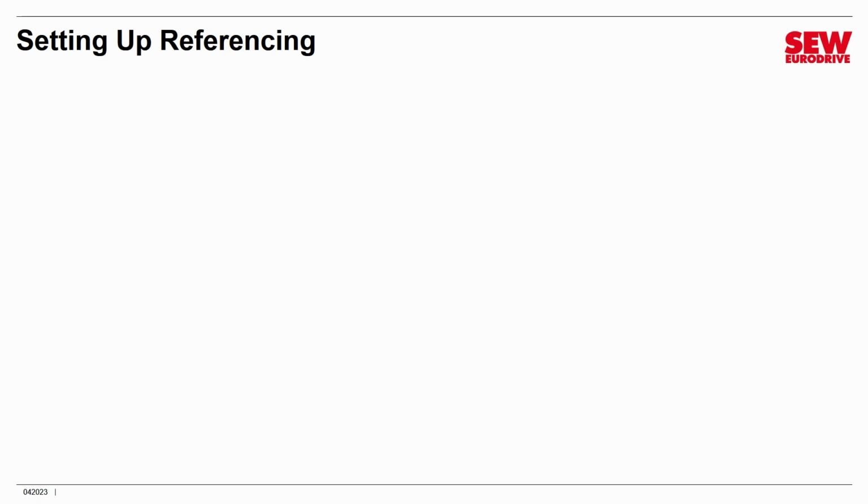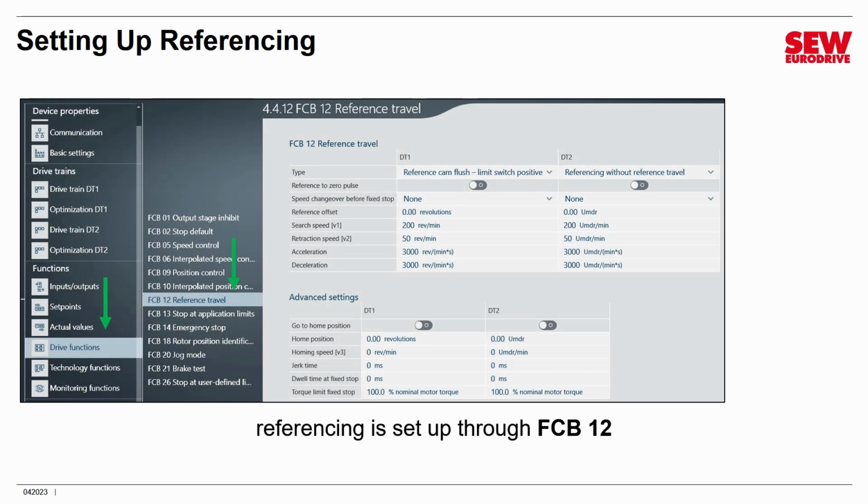All right, so how do we set up referencing? It's pretty simple. There are parameters that you just set in MOVI-C. So what you do is you go to the Functions menu group, you go to Drive Functions, and you find FCB12, which is the function control block that has to do with referencing. You pick that, and you've got a set of parameters that apply to both Drivetrain 1 and Drivetrain 2. Of course, we're only using Drivetrain 1 in our activities, so here are some of the things you can set.